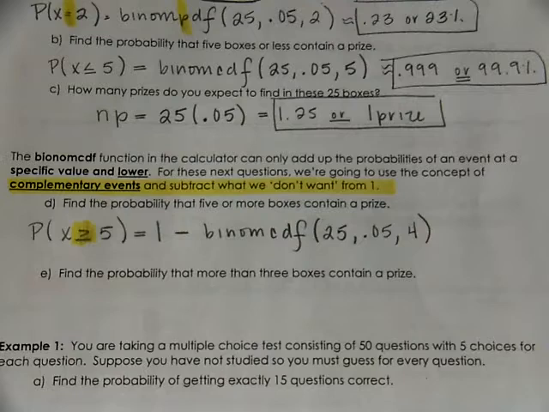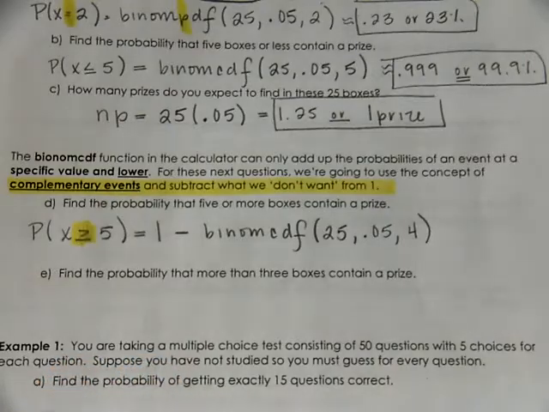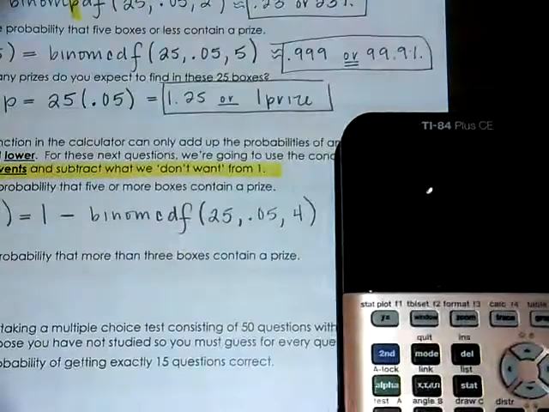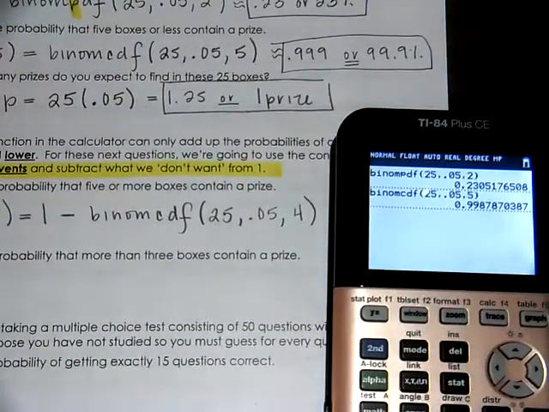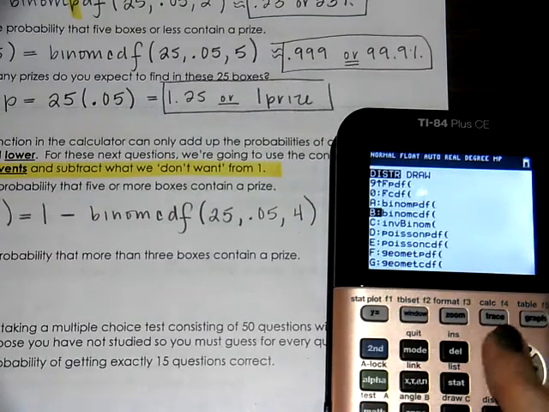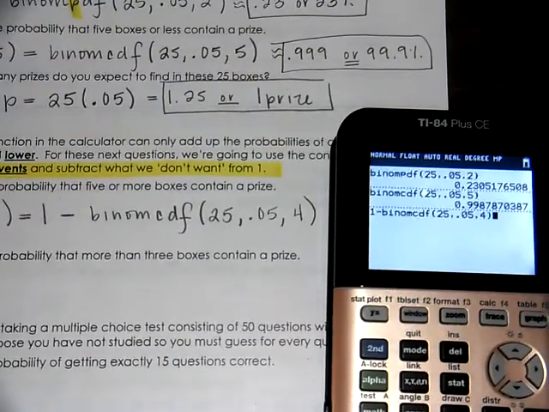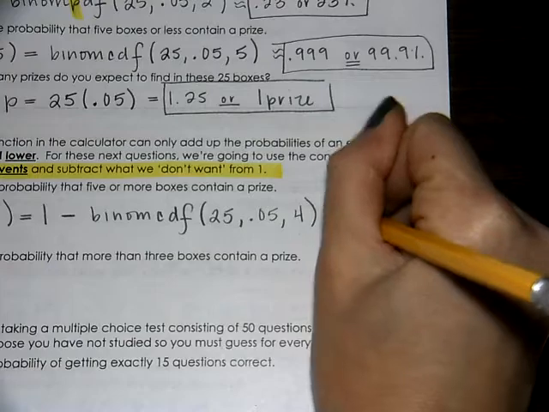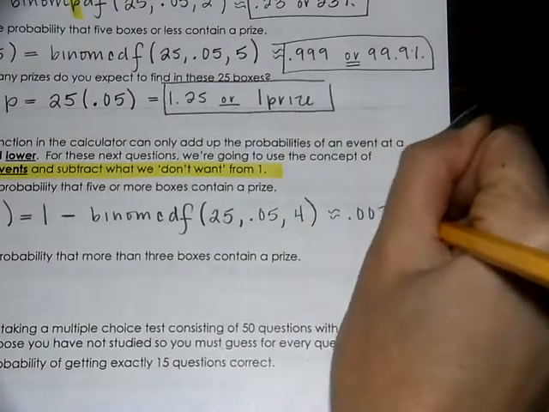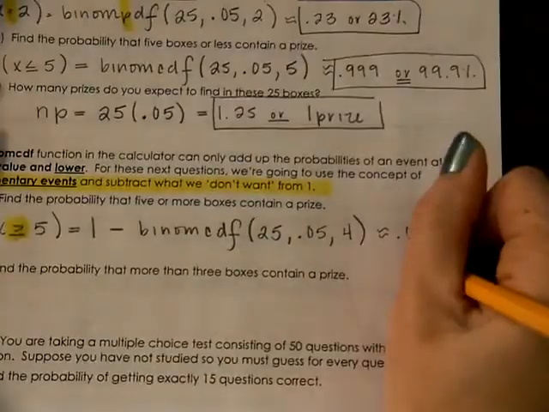Now, the biggest mistake people make here, they put the 1 minus on their paper and then forget to type in the 1 minus on their calculator. Okay, they just go right into binomial CDF. So you can type this all in at once, but don't forget that 1 minus. Just type that up front, and then go to second vars, binomial CDF, 0.007. Or that's the same as what percent, guys? Perfect.